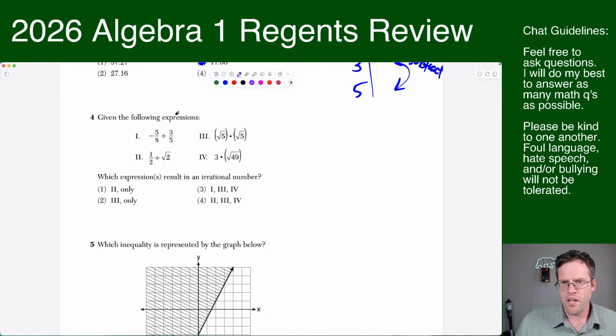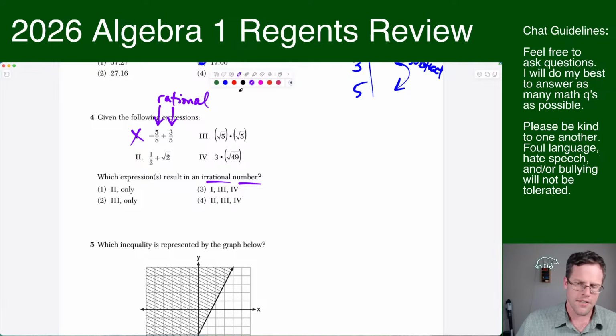So if we have these expressions, which ones result in an irrational number? Well, this one here is not going to be it because these are both rational numbers. Anytime you can write a number as a fraction, like p over q, where p and q are integers, that makes the number rational. So this would be rational.